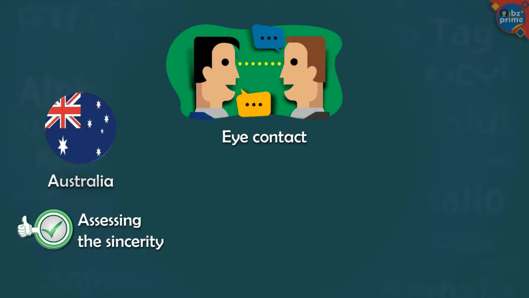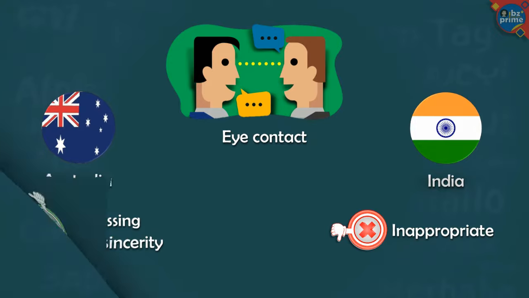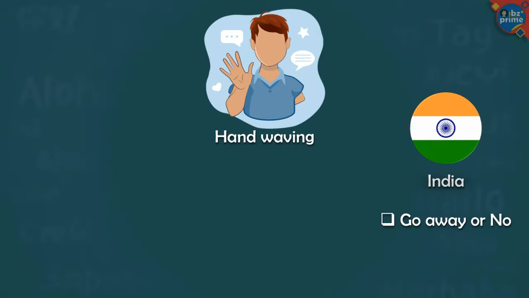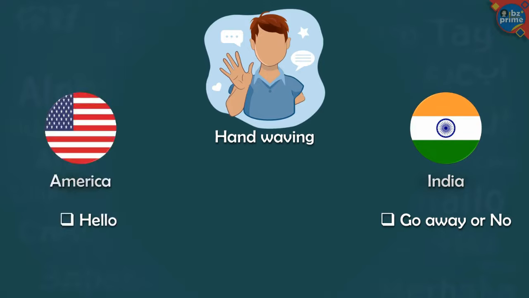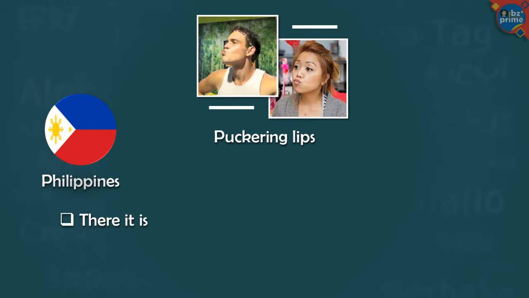For instance, Australians consider eye contact as important in assessing the sincerity of a person, while for Indians, looking straight into the eyes of a person while talking is inappropriate. This does not, however, mean that they are dishonest or insincere. Moreover, Indians interpret waving of hands from side to side as no or go away, while it means hello among Westerners. For Filipinos, twitching of lips means to refer to something or someone.